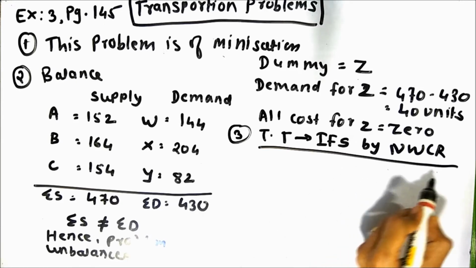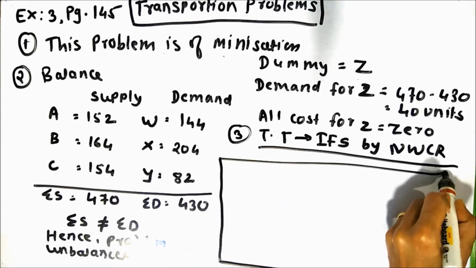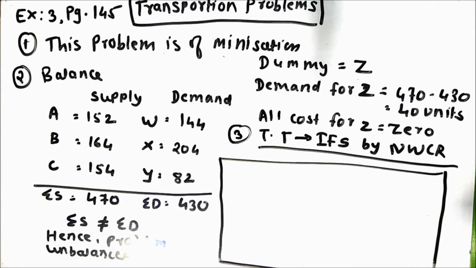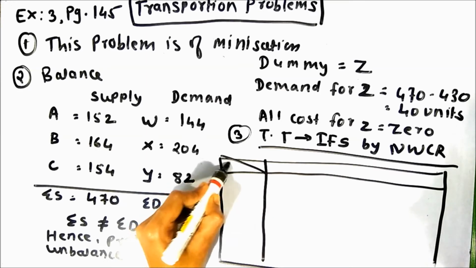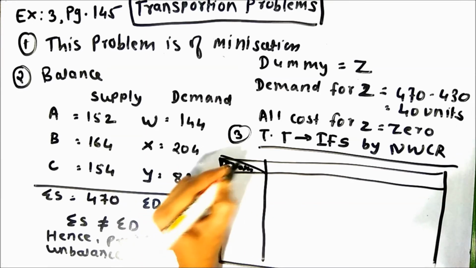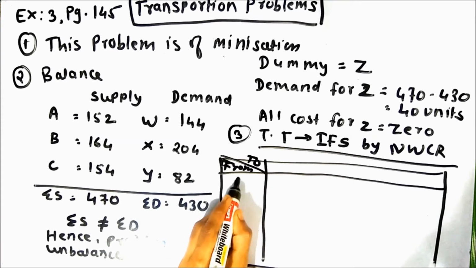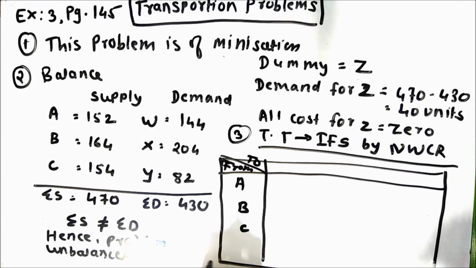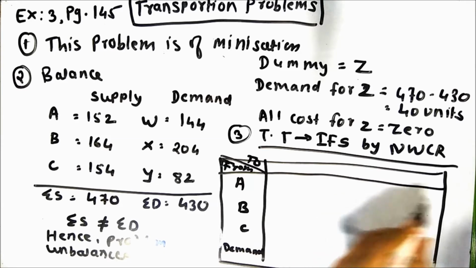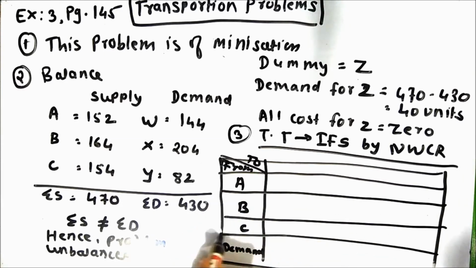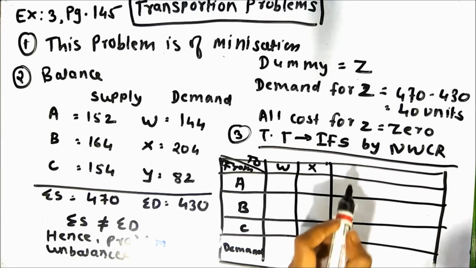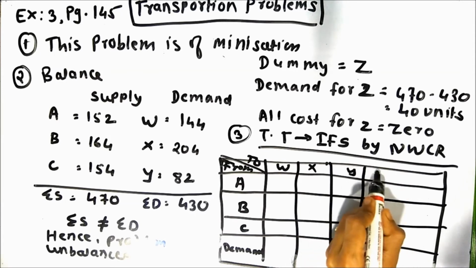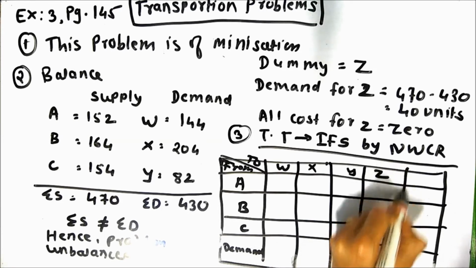So let me draw the table. Here we'll be writing first, this is from and to. Now we have the supply side A, B, C, and last we have demand. Here we have W, X, Y, and now we have to consider Z as well, which is the dummy, and the last one is supply.